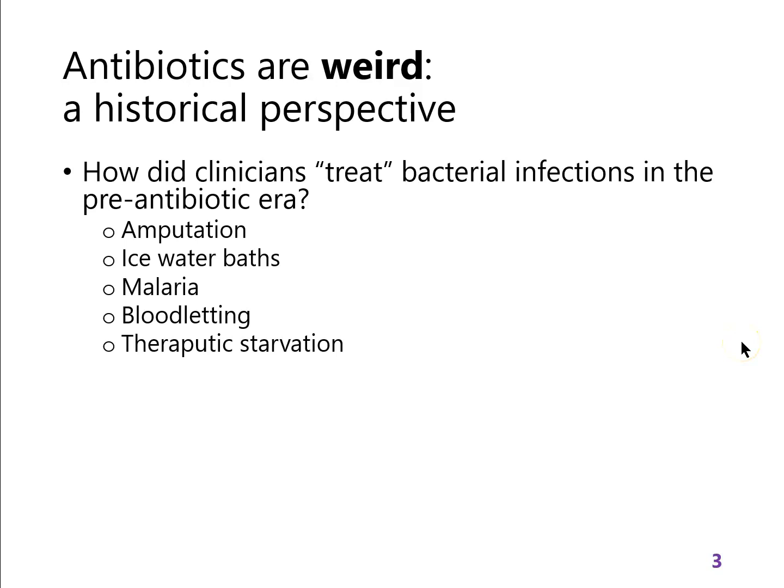This is a list that we can all chuckle about. We can all look at how clinicians used to treat bacterial infections back even before we had the germ theory of disease. And some of these make sense. One that makes sense to me is giving the patient a malaria infection. So they're infected by some unknown microorganism, infect them with Plasmodium and give them malaria.